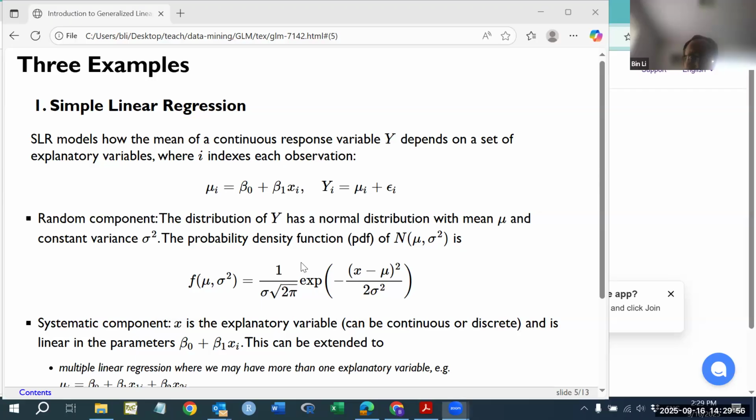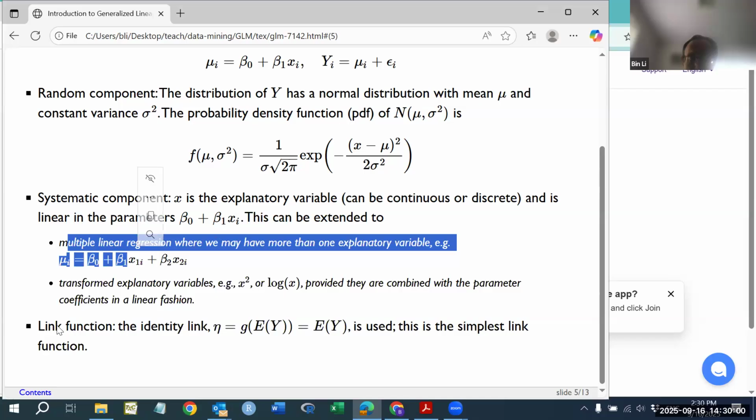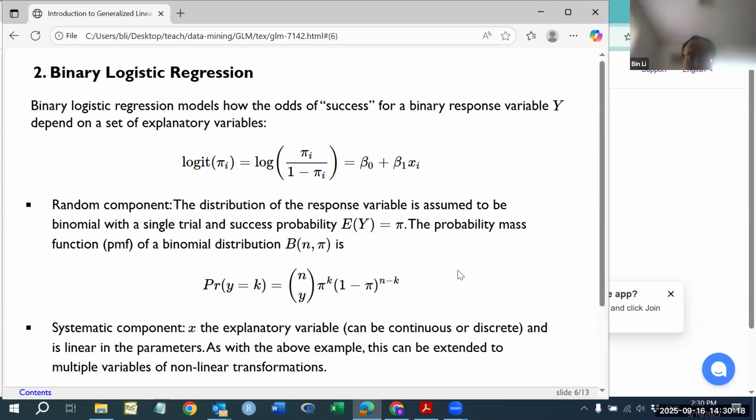And this also applies to the multiple linear regressions. The link function for the linear models, simple linear model, multiple linear model, it doesn't matter, has the identity link. So g(E[Y]) equals E[Y] itself. That's the simplest link function. Now let's see a more complicated case.